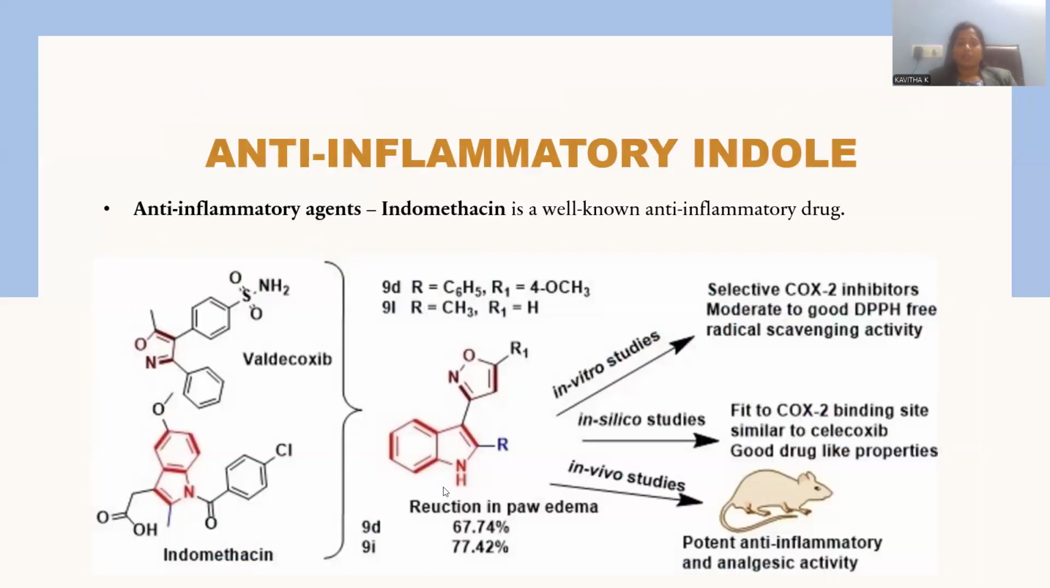Anti-inflammatory activity is also exhibited by this indole molecule. The drug whichever taken over there, where indole with an isoxazole moiety at position number 3 was taken, that is effective as an anti-inflammatory, which was clinically proven on rats.